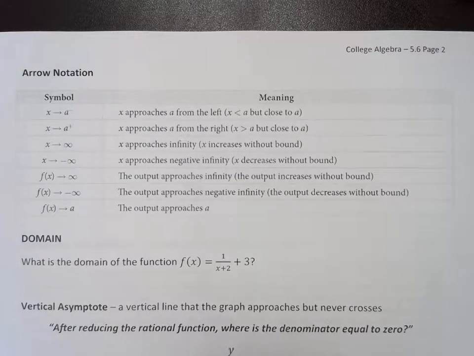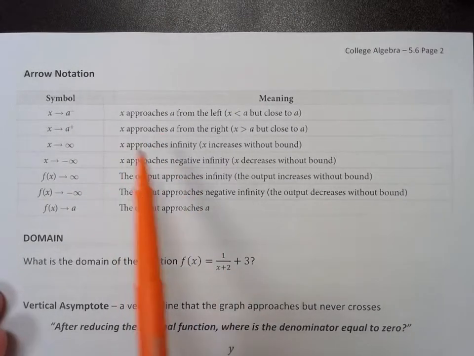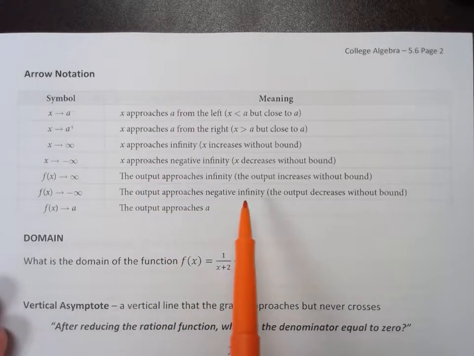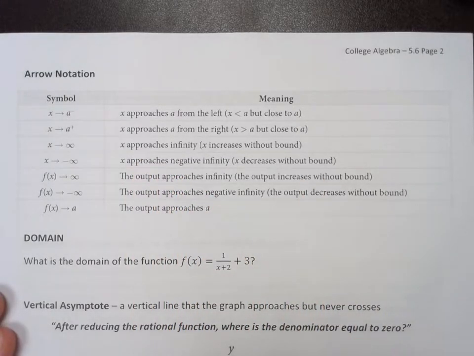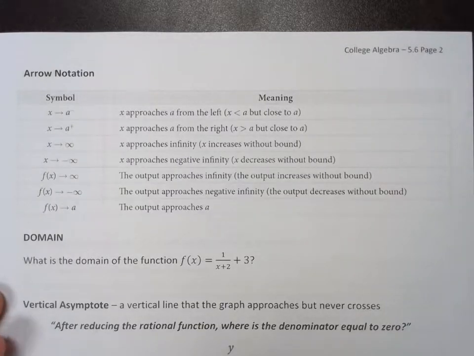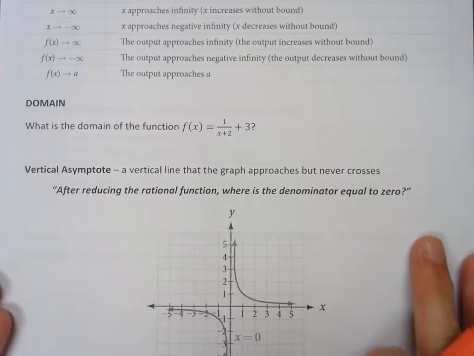At the top of the next page, we just have a summary of all of that arrow notation that we were talking about on the previous page. I'll let you just study over your notes, and if you have a question, we can talk about those in class. So what about the domain?